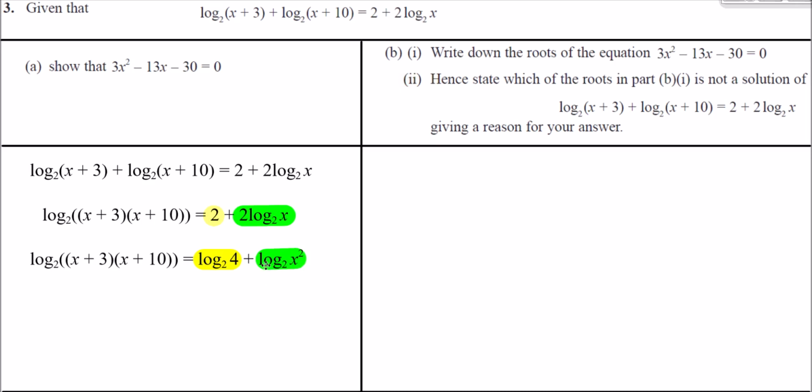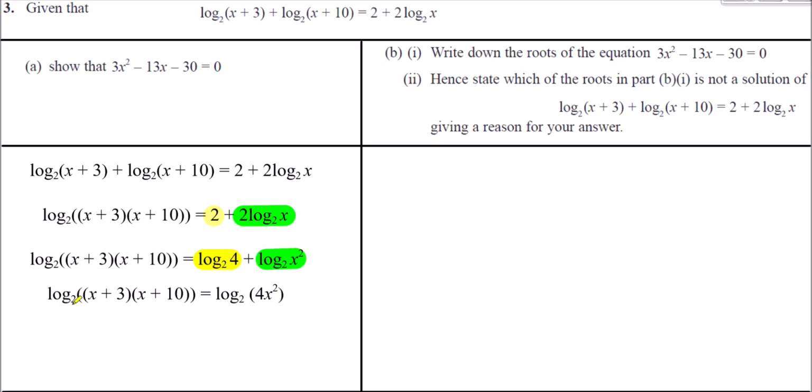The next step again, because now I've got log base 2 of something plus log base 2 of something else, like the very first step, I can combine this side into a single logarithm as well. So log base 2 of 4 plus log base 2 of x squared becomes log base 2 of 4 times x squared. In other words, just 4x squared. Now look what we have. We've got log base 2 of something equals log base 2 of something else.